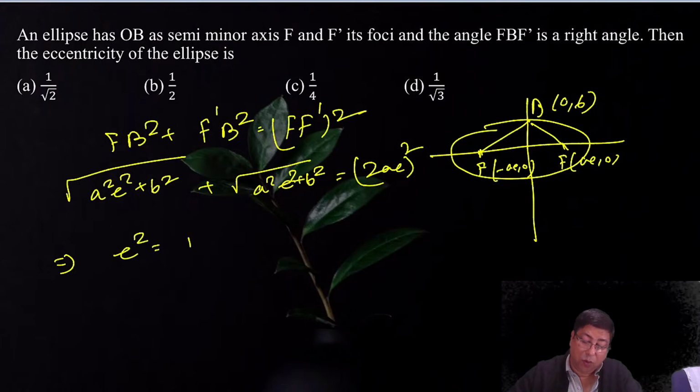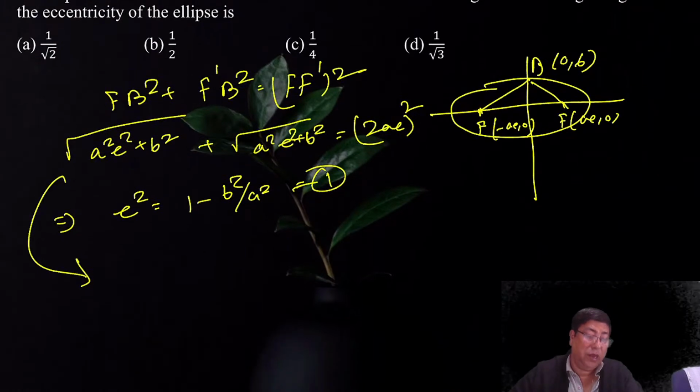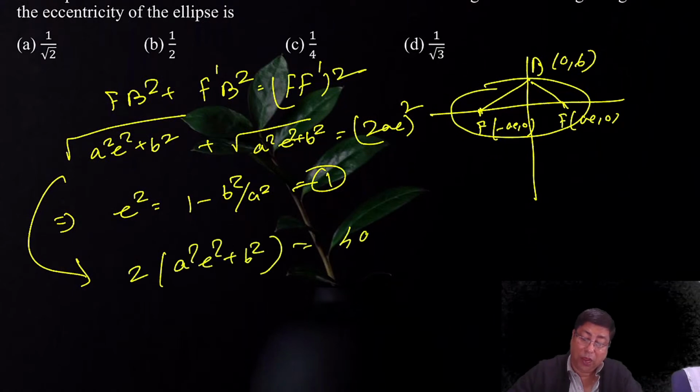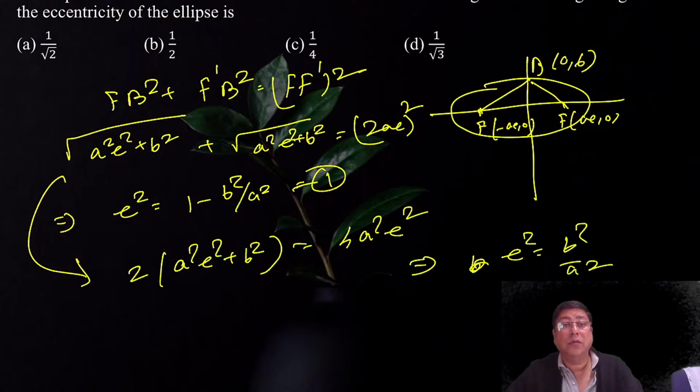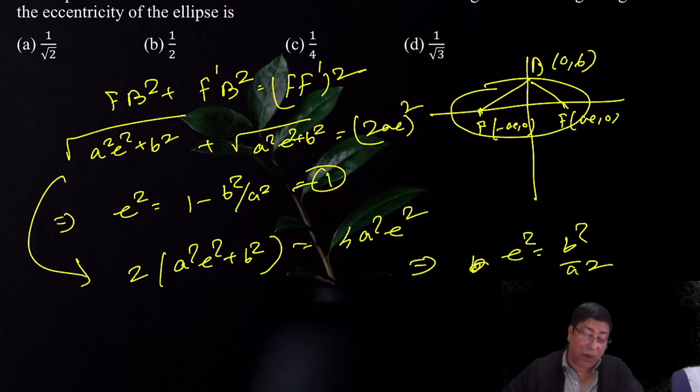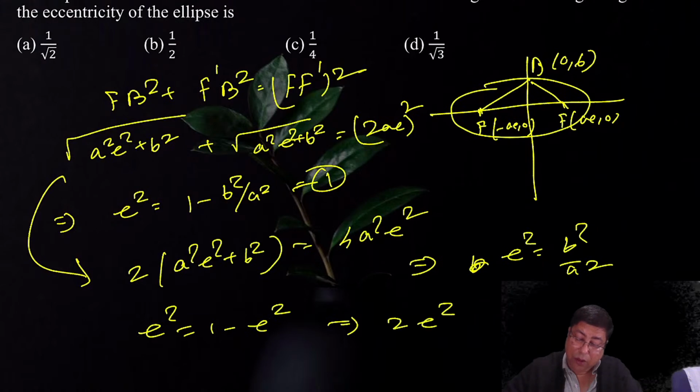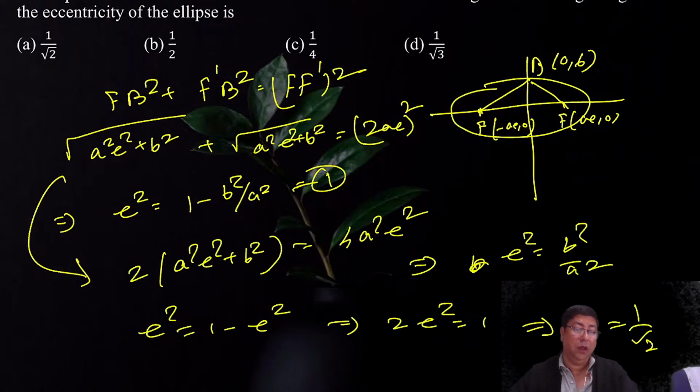Also E square equal to 1 minus B square by A square. So if we just calculate here, what we are getting: 2 into A square E square plus B square equal to 4 A square E square. Therefore, we are getting here E square equal to B square by A square, and we know that E square equal to 1 minus B square by A square. Therefore, E square equal to 1 minus E square. 2 E square equal to 1. E equal to 1 by root 2. Let us do the next sum.